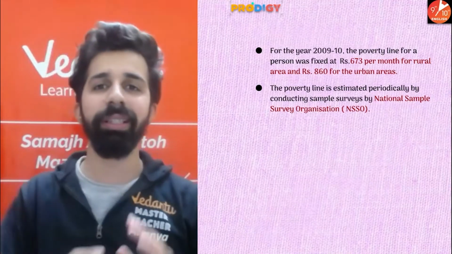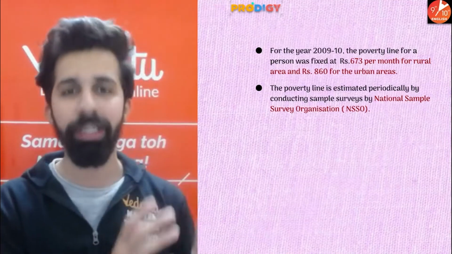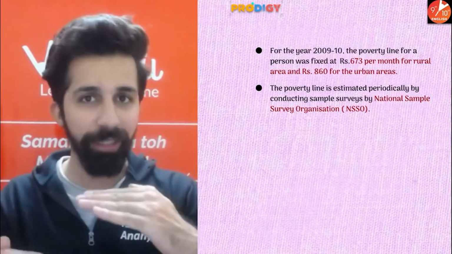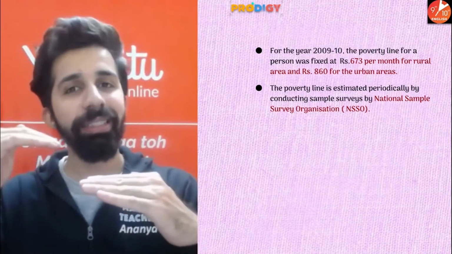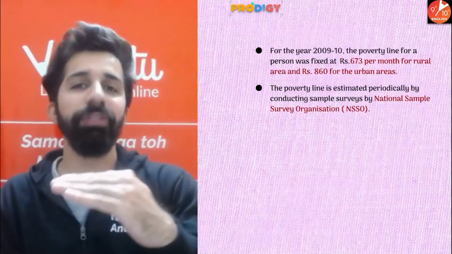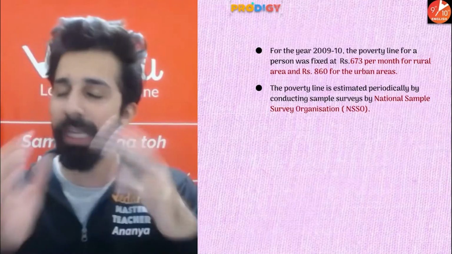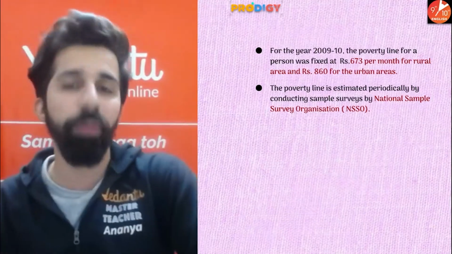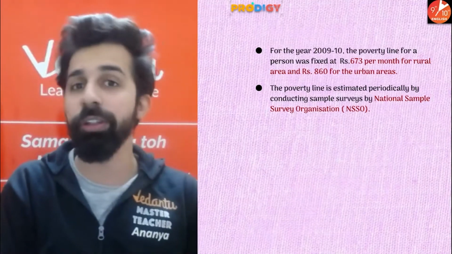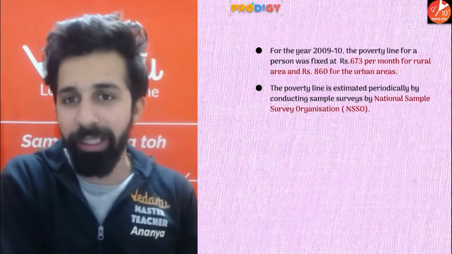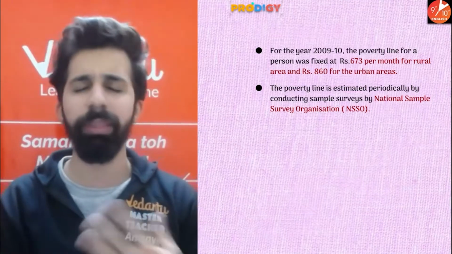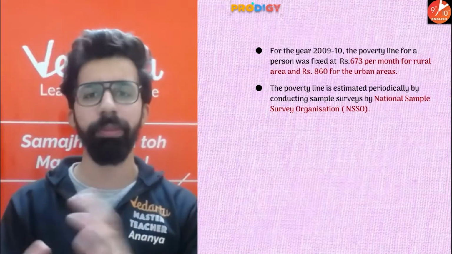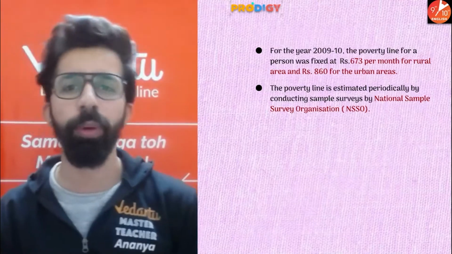Means if a person is living in a rural area, means in a village, the poverty line was set at 673. Means if a person is earning less than 673 rupees in a month, then that person will be considered as coming under the category of below poverty line. Okay, if you look at the case of urban areas, it was fixed at 860 rupees. It means any person who is earning less than 860 rupees per month in urban areas will be categorized under below poverty line.